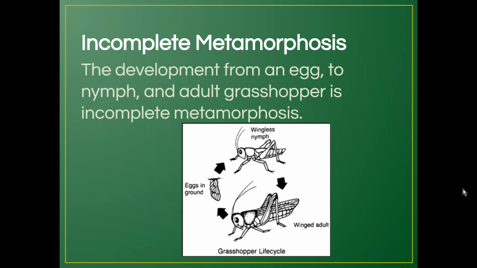As part of their life cycle, some insects go through a process called incomplete metamorphosis. What this means is a change from one form to another, but the nymph stage is just a smaller version of the adult stage, so it doesn't really change. Throughout the next few slides, you're going to be able to see the difference between the nymph and the adult grasshopper.